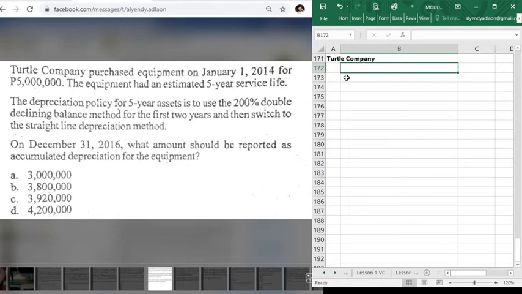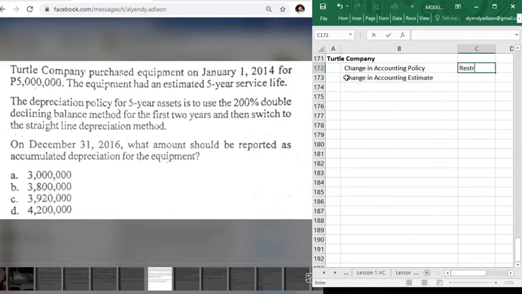So, it can be depreciated. So, what is the treatment for that? Actually, the change in the depreciation method is a change in accounting estimate. We have two classes of change in accounting: first, the change in accounting policy, and then the change in accounting estimate. When we say change in accounting policy, the effect is retrospective.